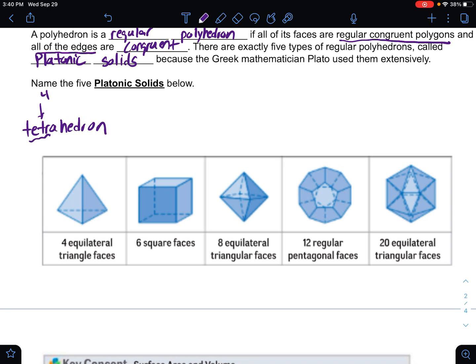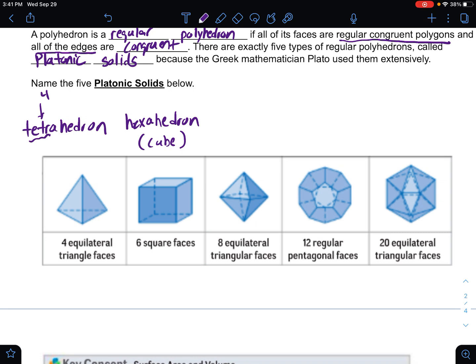If it is 6 square faces, the more general term for that is called a hexahedron. But of course, you all know it by its more common name, which is a cube, because you have 6 regular quadrilaterals, and a regular quadrilateral is a square. So it's got 6 square faces to it.